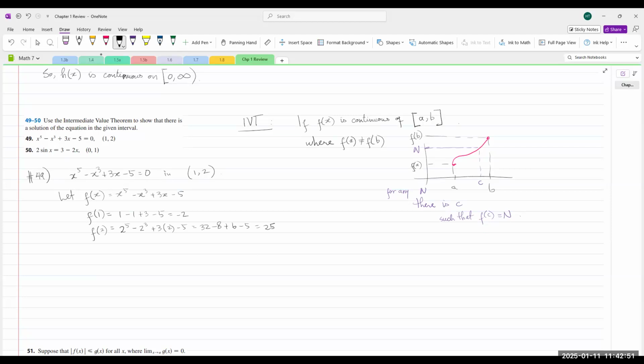Okay, think about this. So we have f(1) is negative 2, f(2) is 25, and the function is continuous, right? So there must be a value between 1 and 2 such that f of that value equals 0, since 0 is between negative 2 and 25. Why 0, Thomas? Because of this 0.